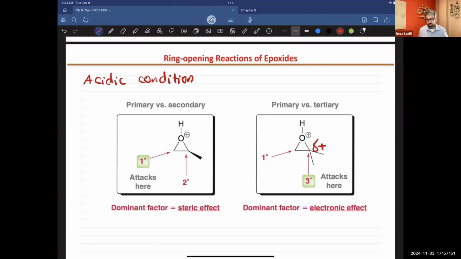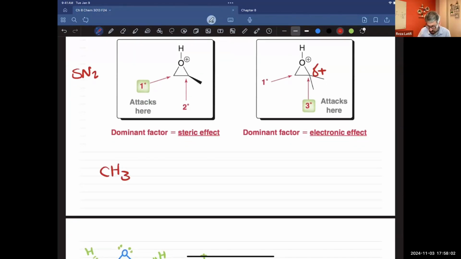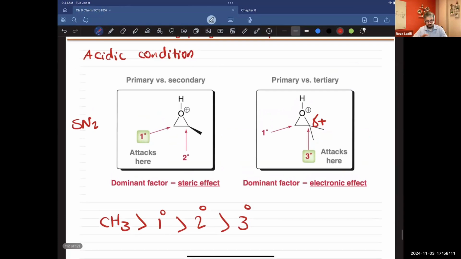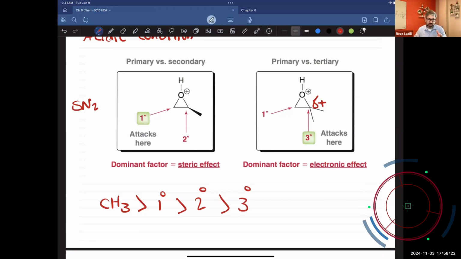Okay. If there is no tertiary carbon, in that case, steric effect will be dominant because we are dealing with an SN2 reaction. SN2 reaction favors methyl, and then primary. The primary is faster than the secondary, and the secondary is faster than the tertiary. So if there is no tertiary, follow this order. Primary will be attacked faster than secondary, and so the attack will happen on the primary carbon.